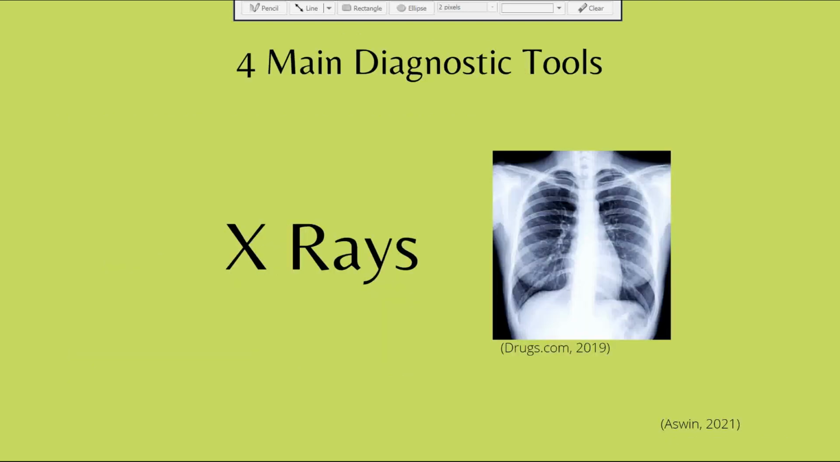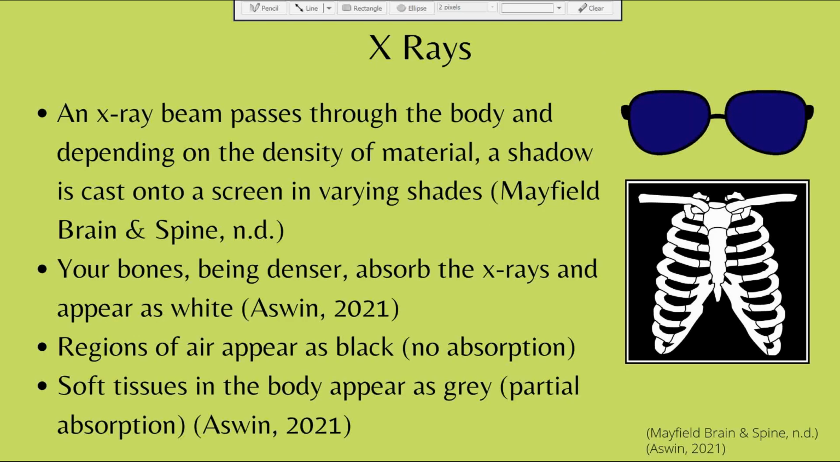Next, let's look at X-rays. In this modality, an X-ray beam passes through the body and depending on the density of material, a shadow is cast onto a screen in varying shades. Your bones, being denser, absorb the X-rays and appear as white. Soft tissues in the body appear as gray.